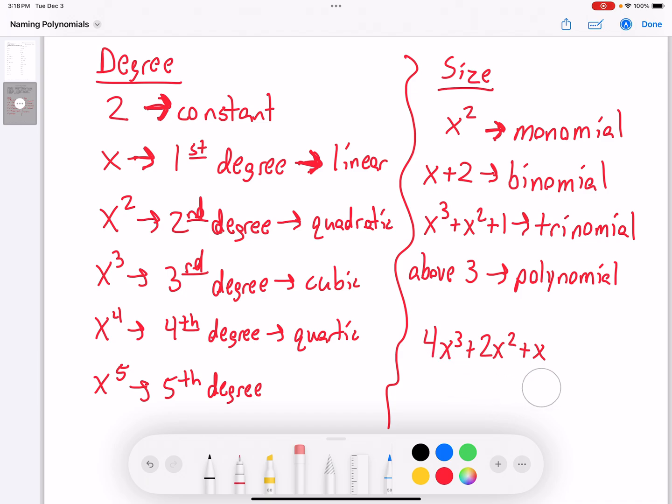So, for example, this polynomial down here, because it has x to the third, it is a cubic. And then it has 3 pieces, so it's a trinomial. So that one would be a cubic trinomial.